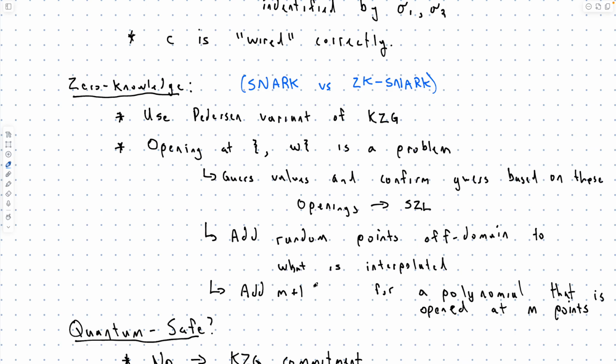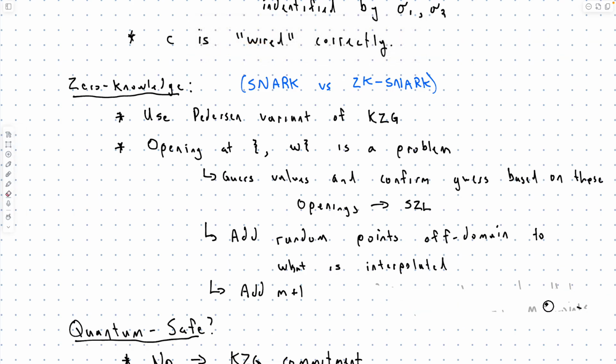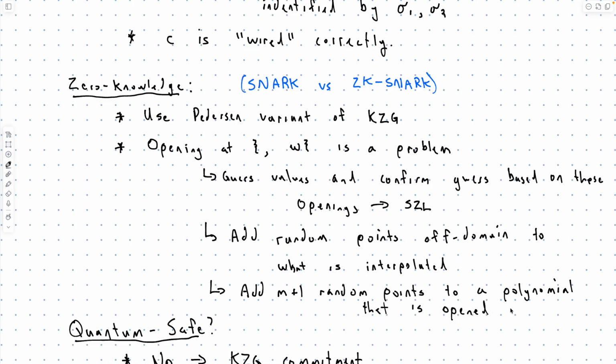Okay, let me make the grammatical correction and then I'll answer. So add n plus 1 points. The problem is I also have points here twice. Let me just fix the English and then I'll answer your question. All right, so we're going to add m plus 1 random points to a polynomial that is opened m times in Plonk.